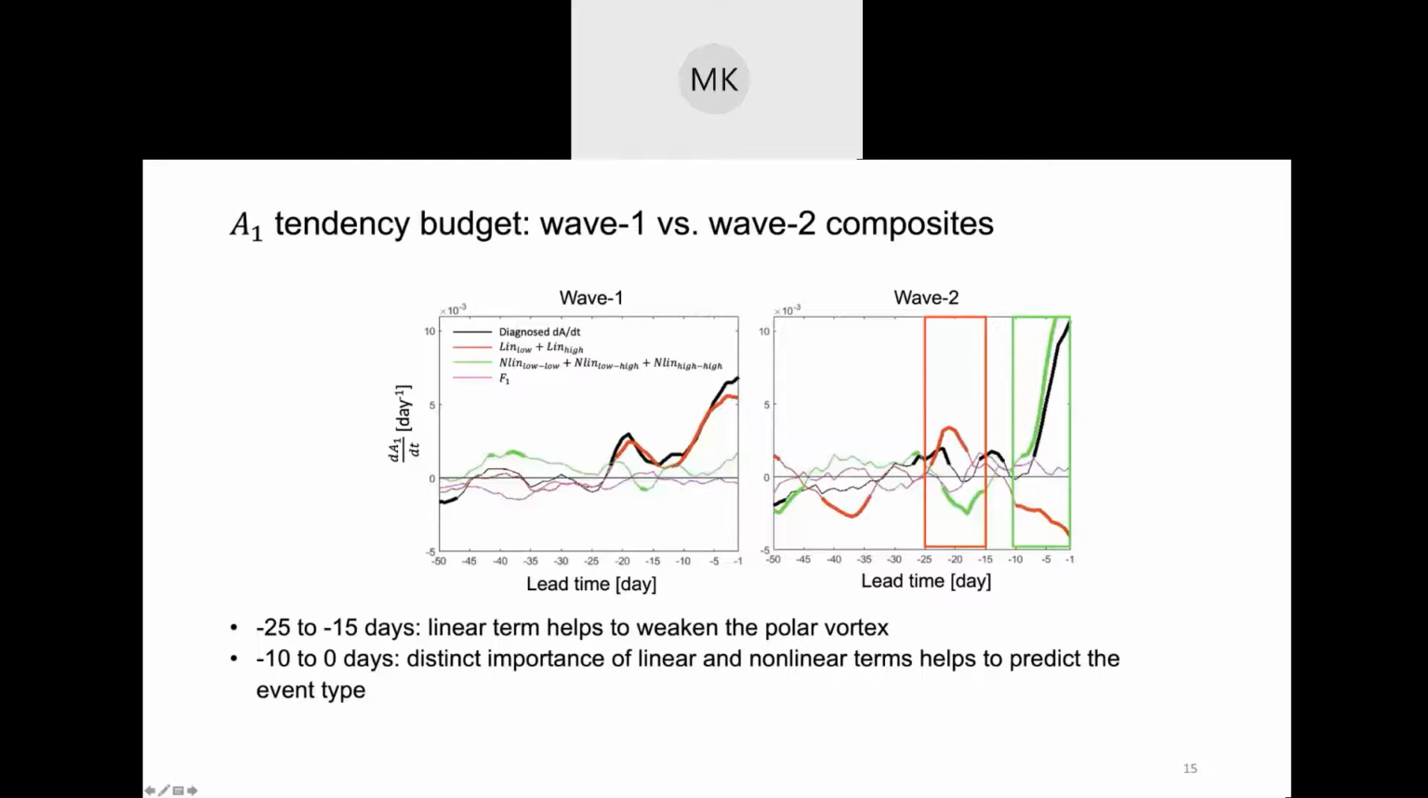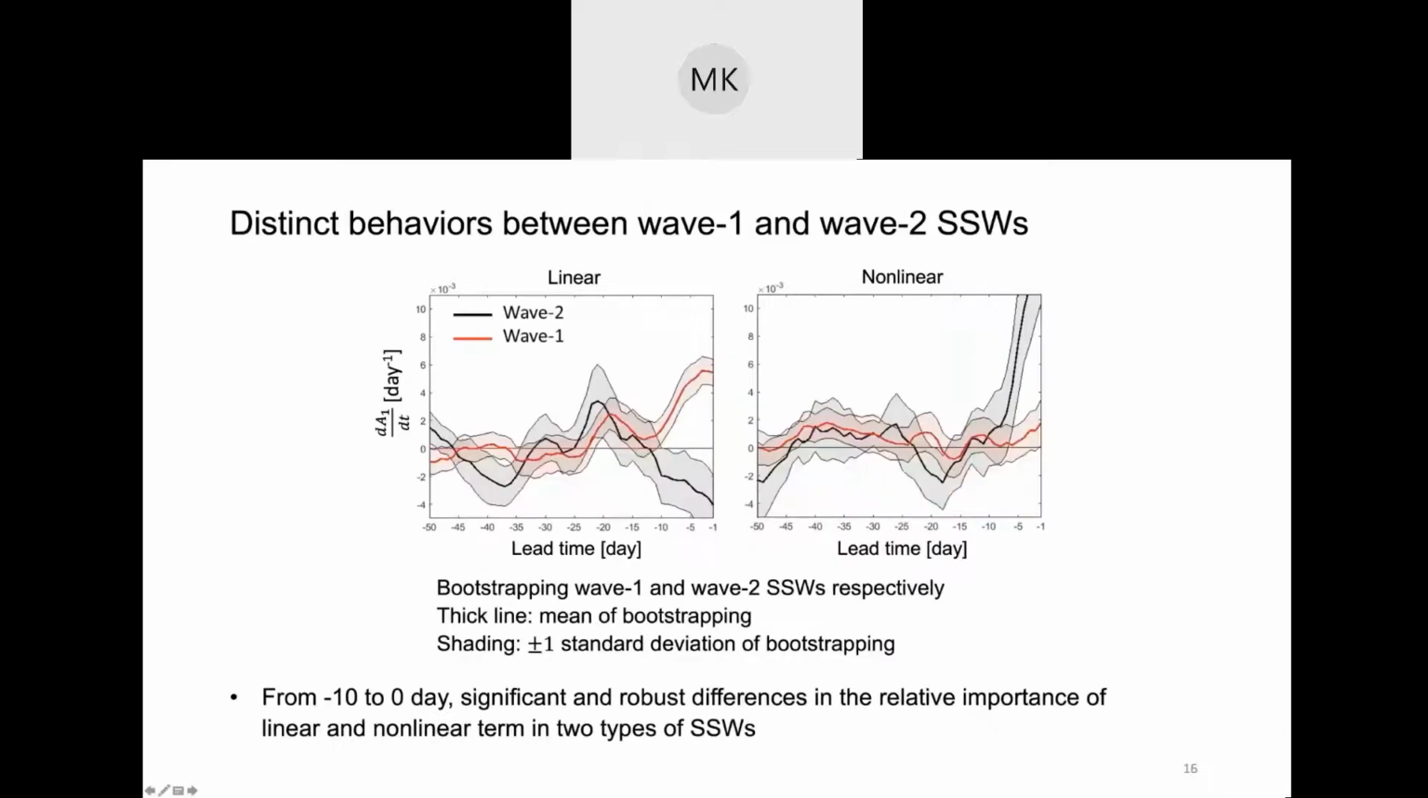And in this period, the relative importance of linear and nonlinear terms in wave number 1 and wave number 2 events is very different. And now we try to examine the significance and robustness of this different importance of linear terms and nonlinear terms in these 2 types of SSWs. So we bootstrap all the wave number 1 events and all the wave number 2 events respectively. And here we show the result of the bootstrapping.